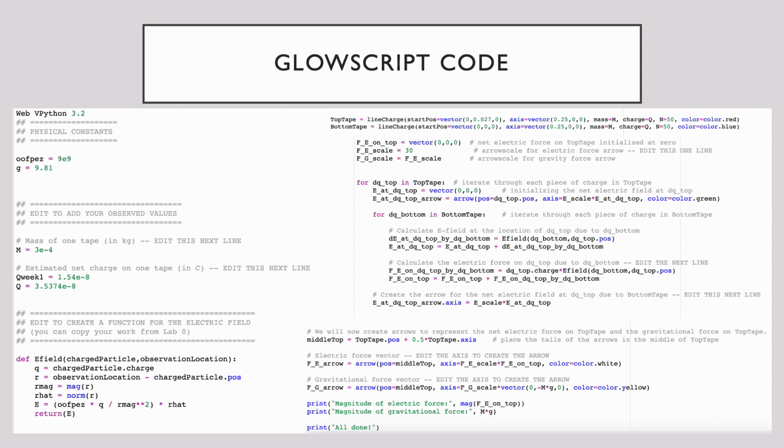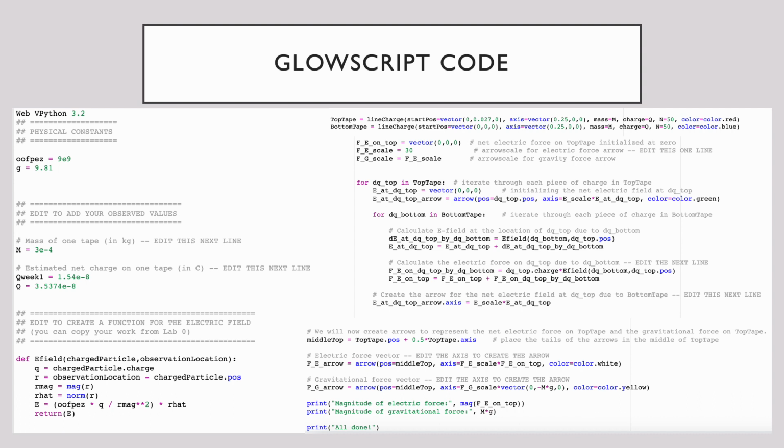Below that, you can see the function used to model the electric field. On the top right side, you can see the two lines of code used to model the top and bottom tape, and in this I included the separation, which was 0.027 meters, as well as the length, which is 0.25 meters. And what's also included is n equals 50, which is how many sections the code will break the tape model into, which is 50 sections in this case.